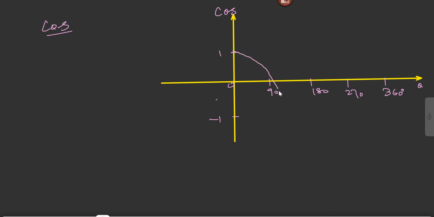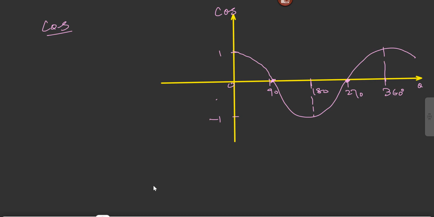Its graph is like this. Because at 0 degree its value is 1, at 90 degree its value is 0. At 180 degree its value is minus 1. At 270 degree its value is 0. At 360 degree it is plus 1. And so on. You can do it this way.